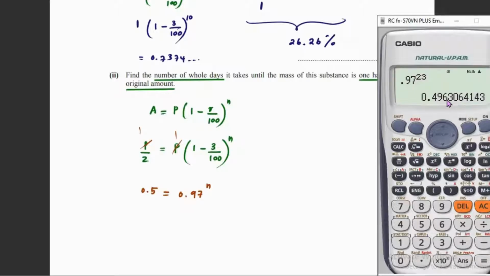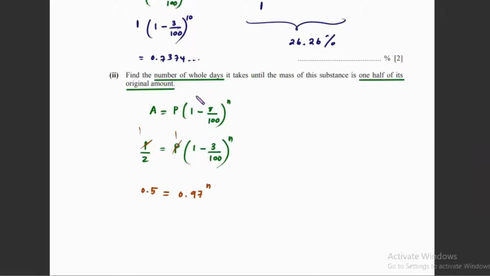just below 0.5. That means the number of whole days it takes is going to be 23. We cannot go with 22.5 or any in-between values between 22 and 23, because the question clearly states to calculate the number of whole days. Therefore, the value of n will be 23. So it's going to be 23 days.